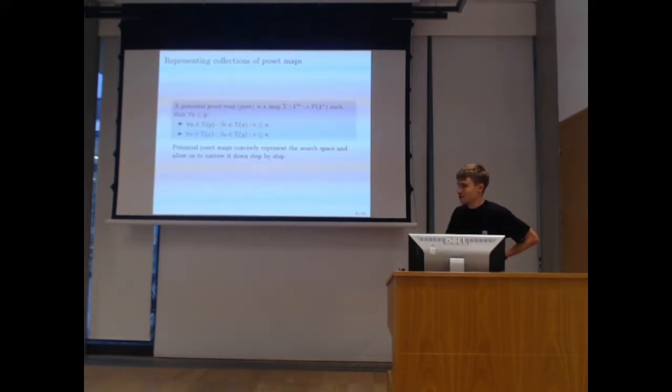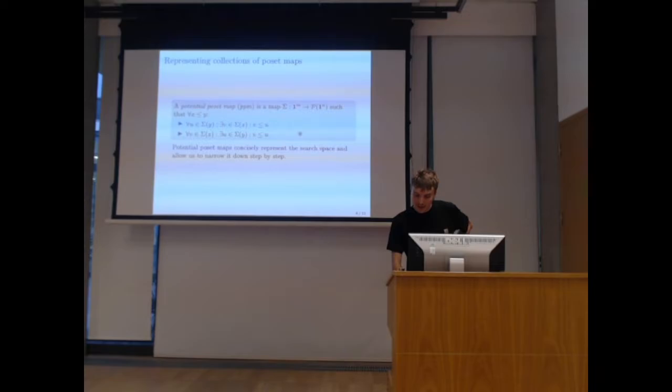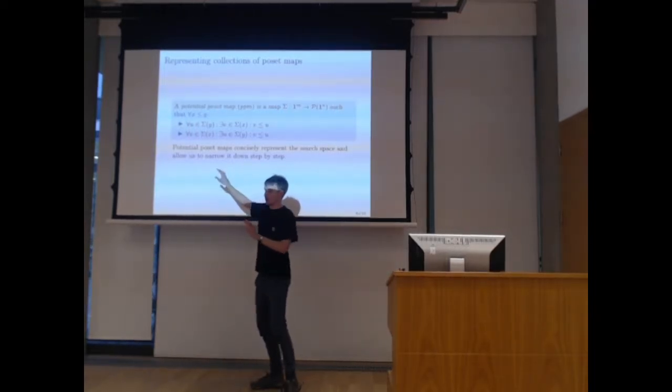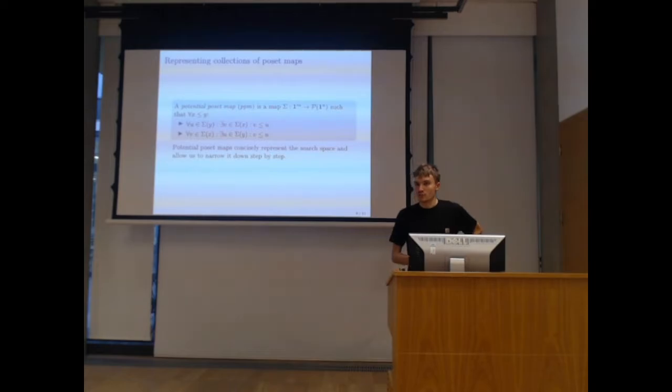So last definition, I promise. We'll capture a collection of poset maps with this notion of a potential poset map. So instead of going from 1 to the m to 1 to the n, we'll now go from 1 to the m to the power set of 1 to the n, which means we'll collect all the possible values that a poset map could give to something in the codomain, in the domain. And we'll have some conditions on these valuations at each point that ensure that we don't have any superfluous values.